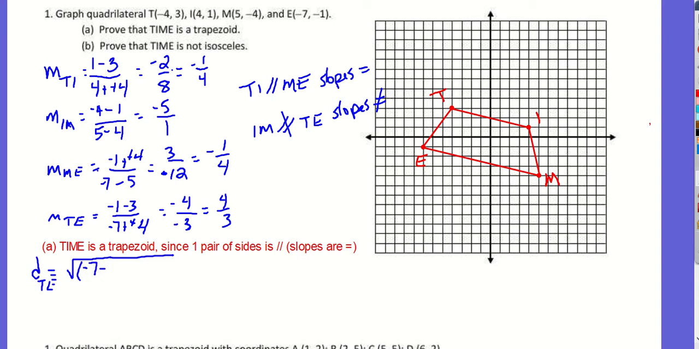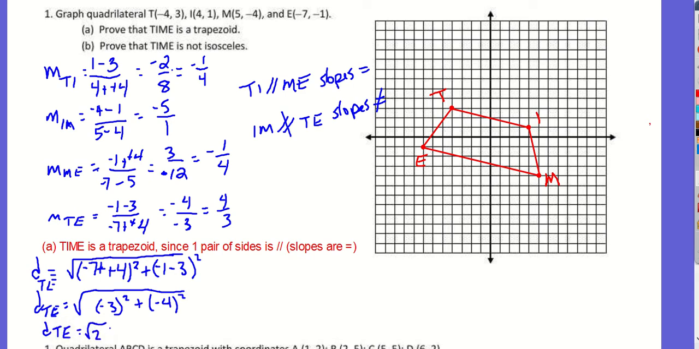-7 minus 1 from T, which is -4 squared, plus the y coordinate from E, which is -1, that's y2, minus y1, which is 3 squared. And so this distance of TE is equal to the square root. So we're going to add the double negative. So this is, once again, going to turn into -3 squared plus -4 squared, which we know is going to be 25, which is going to equal 5.